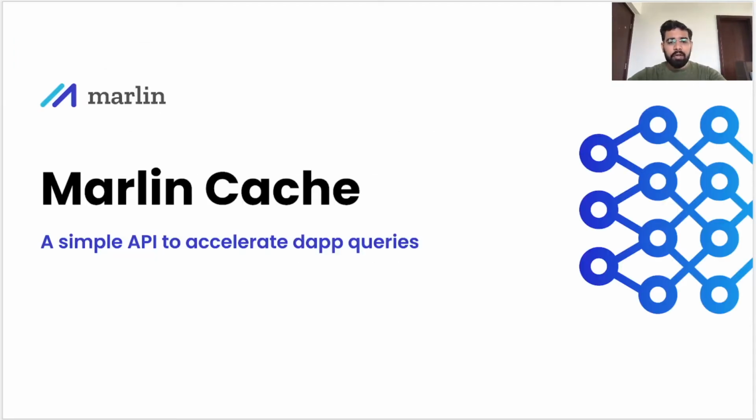So we have covered till now in the presentation how Marlin protocol works and what it serves. In the next part of the presentation, I'm going to introduce you to Marin Cache, a simple API that speeds up blockchain queries. We'll begin the presentation with a short intro to the current state of the app ecosystem, issues with it, and what can be done better, and how does Marin Cache help.